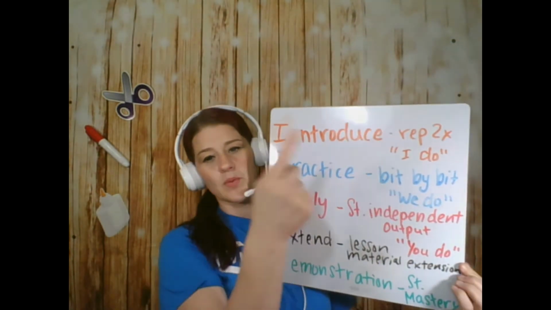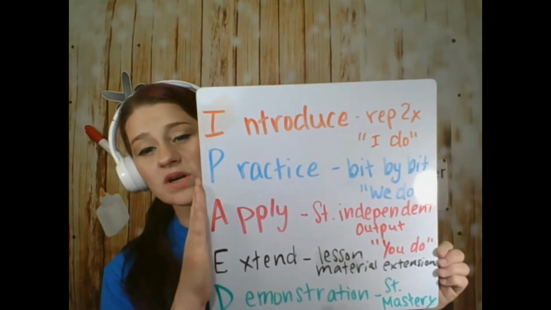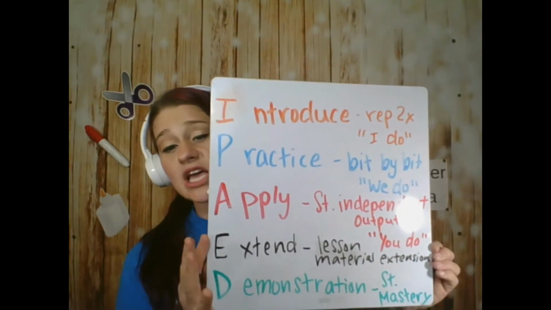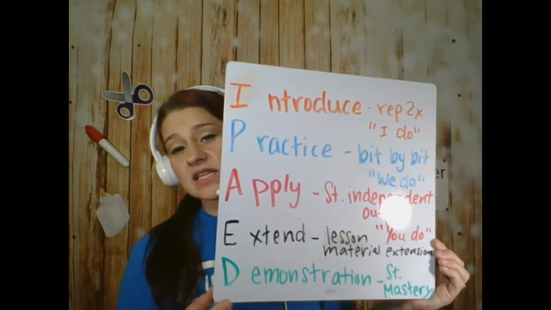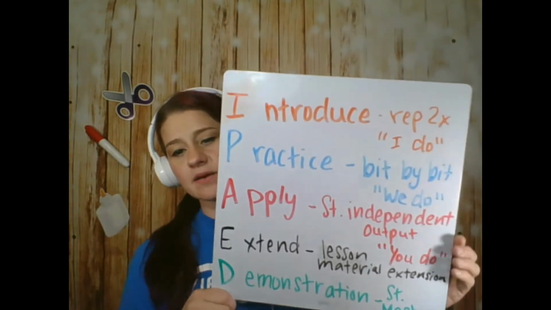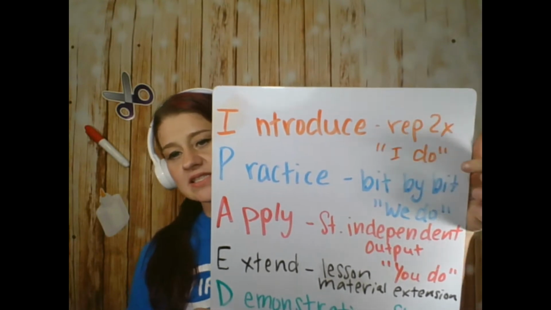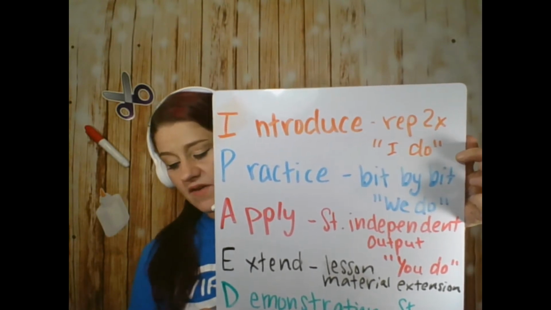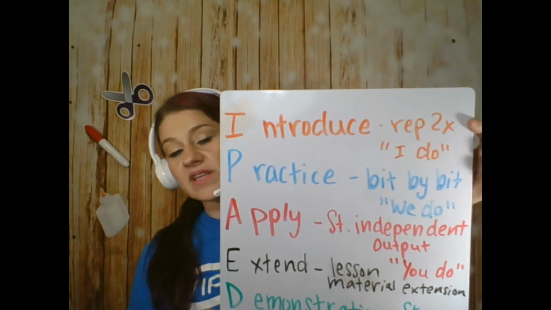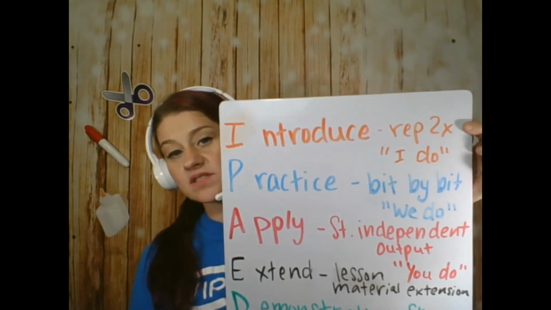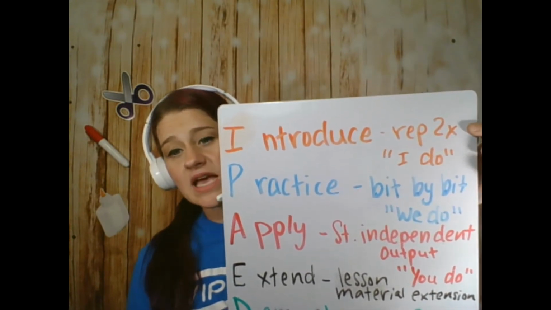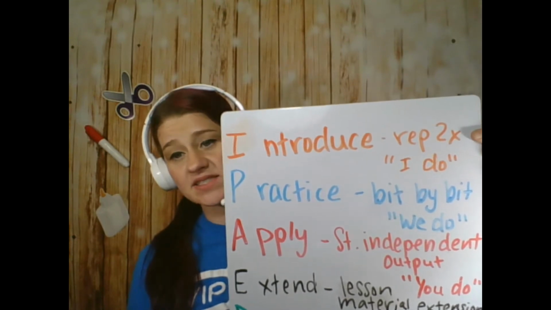Okay, so the first one, you will see I, P, A, and E in your mock class. You will not see the D just because it's a condensed lesson. So I stands for introduce. This is the I do modeling phase. We always isolate the words, the vocabulary words, at least twice.